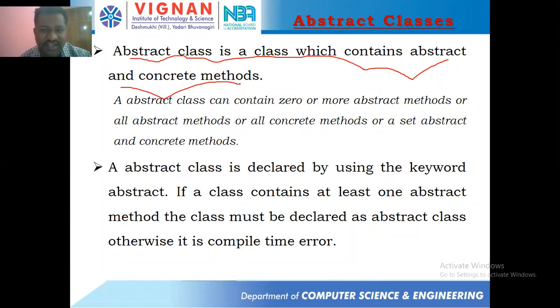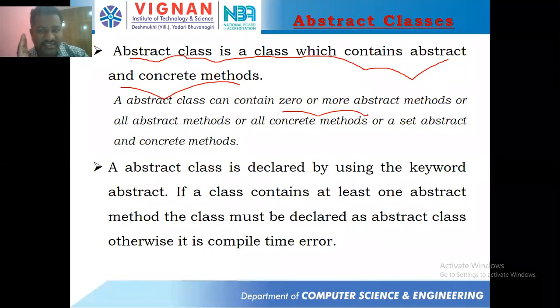An abstract class can contain zero or more abstract methods. That means it may contain abstract methods or not, it doesn't matter. It can have all abstract methods, or all concrete methods, or a combination of abstract and concrete methods.